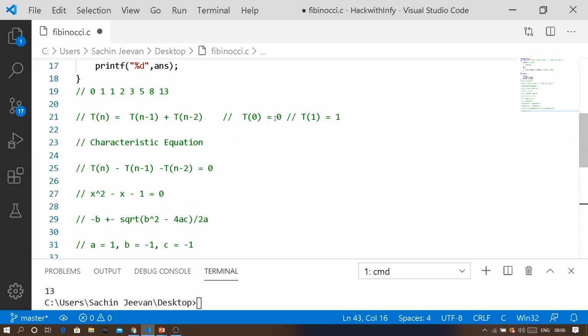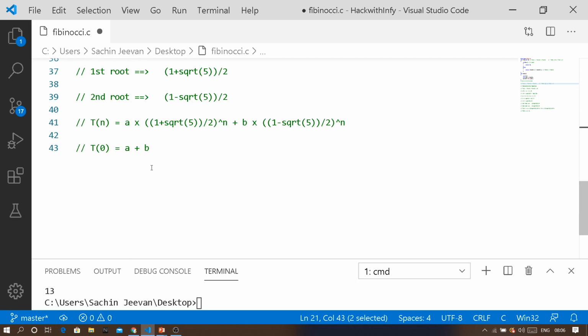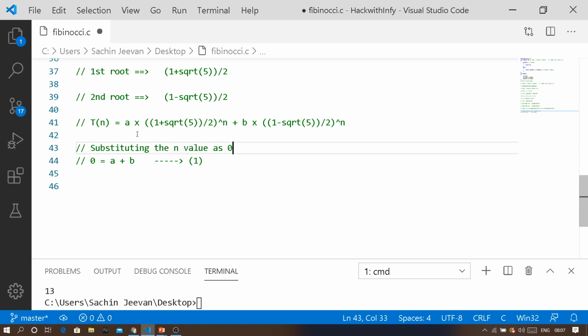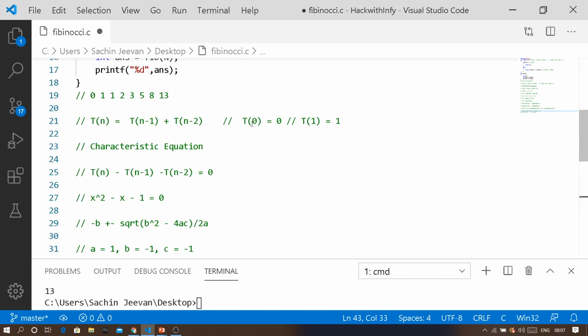What is t of 0? t of 0 is equal to 0. So a plus b equal to 0, and this we are going to take as the first equation. Okay, fine. How did we get this equation? We got this equation by substituting the n value as 0 from the base condition.